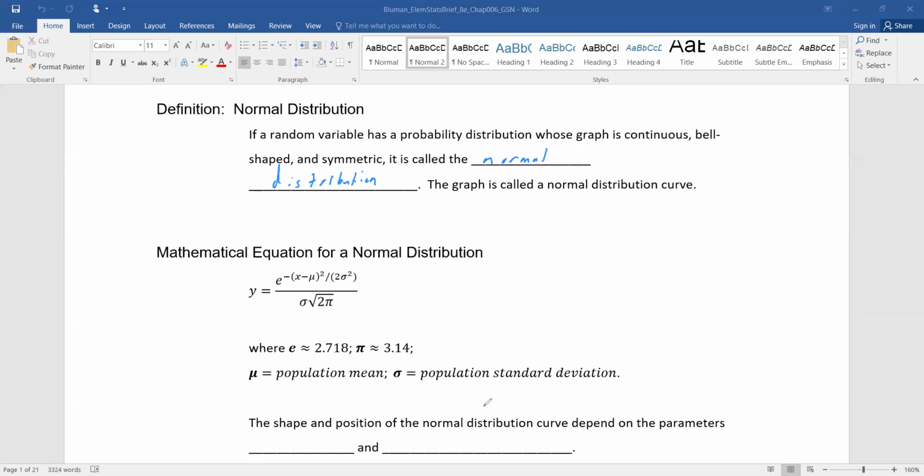So the shape and position of the normal distribution curve depend on the parameters of the population mean and the population standard deviation. These two characteristics can tell us a lot about our normal distribution. All right, so make sure you have that, and let's look at some curves.